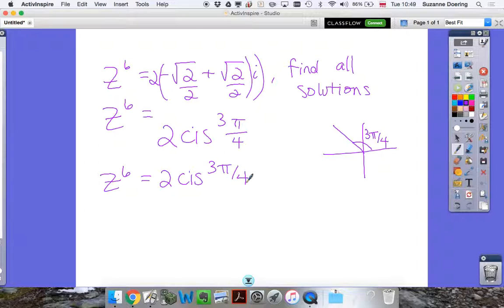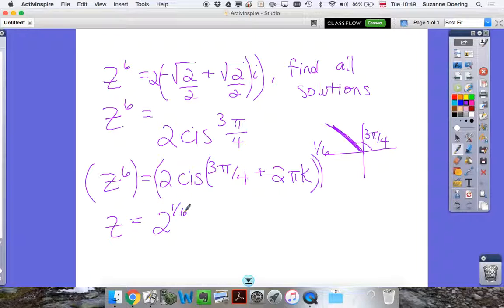And so if we would like to get those copies, we can also at this point add on 2 pi k, and that's going to ensure that we find all 6 of those solutions. Because going around 2 pi will again get us back to that angle of 3 pi over 4. All right, we're going to take both sides to the 1/6 power. That means we're going to take the modulus to the 1/6 power using de Moivre's theorem, and now we're going to divide the argument by 6.